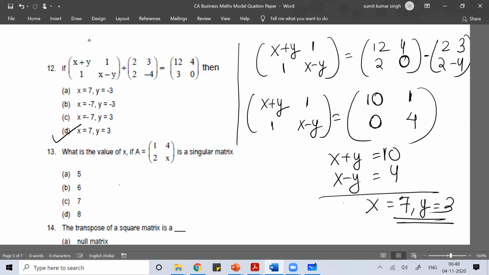This is option D. This is minus 7. So the value of x you got is 7 and the value of y you got is 3. This was minus 7, not visible properly.